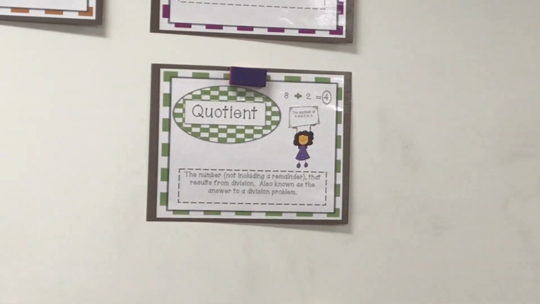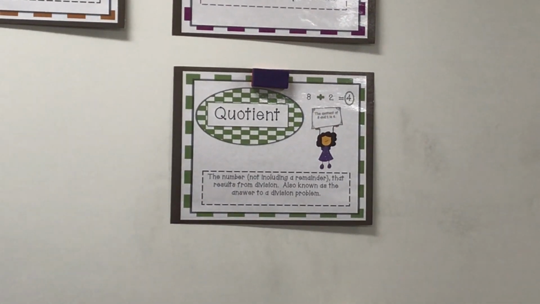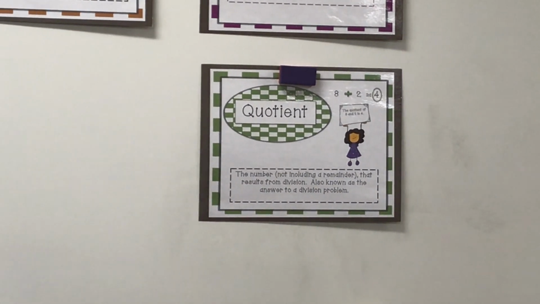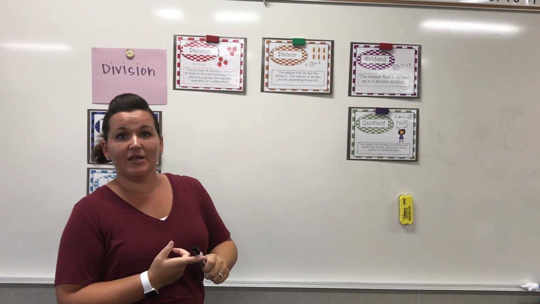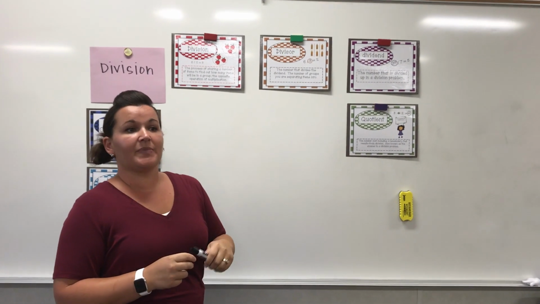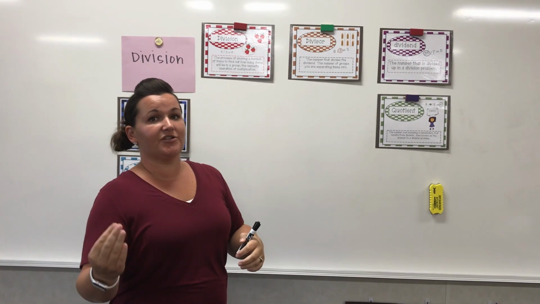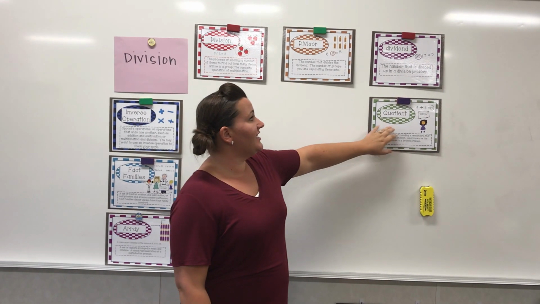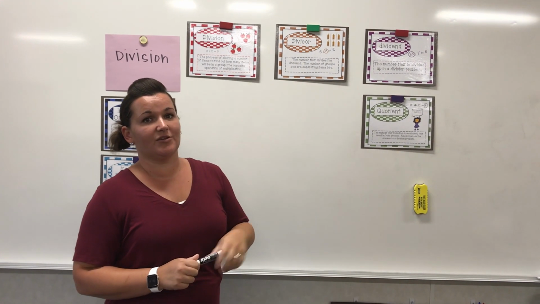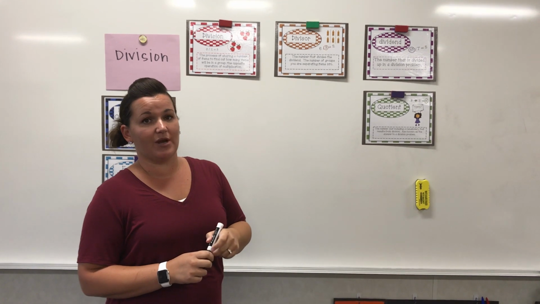The quotient is the answer to a division problem. So just like in addition, you have the sum, which is the answer to addition. You have the product is the answer for multiplication. In division, it's going to be the quotient. The quotient is the answer in a division problem.